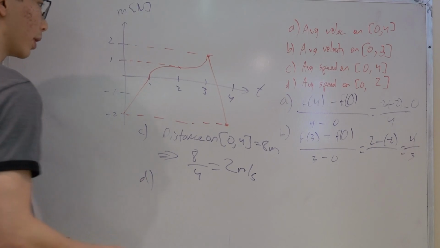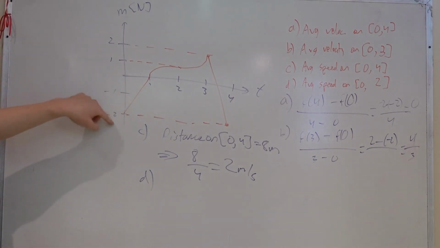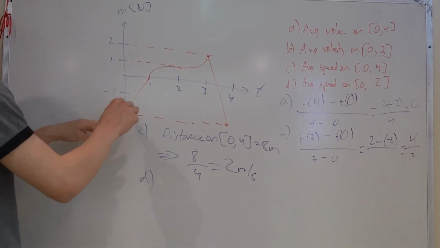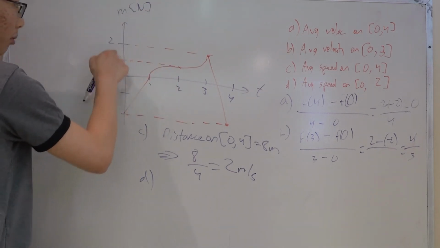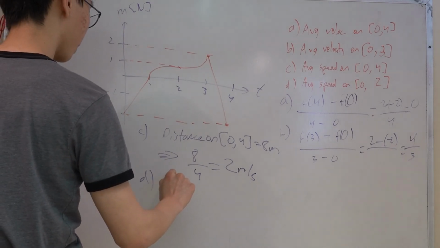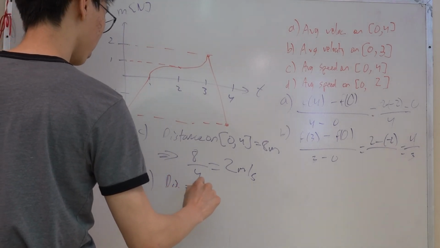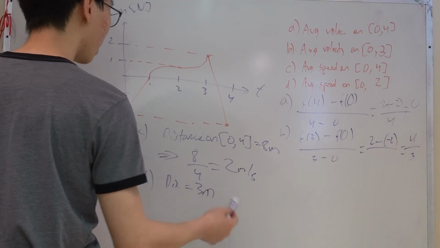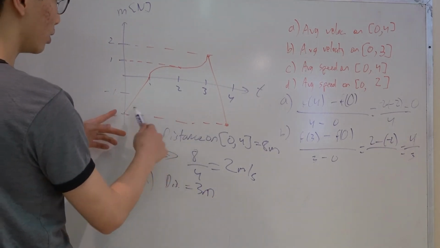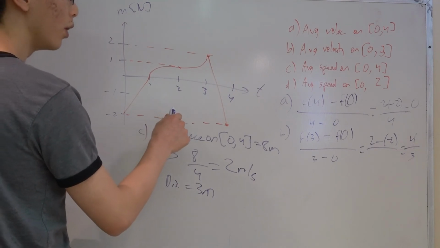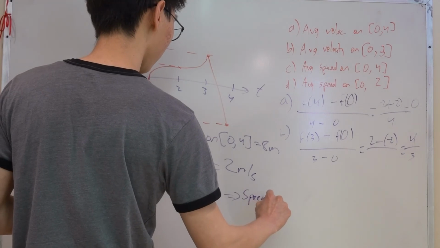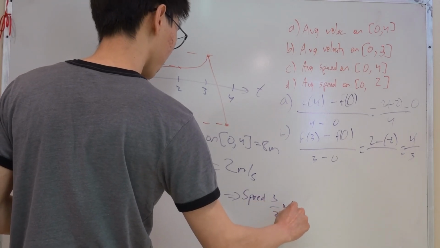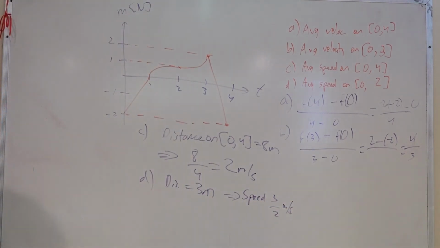Similarly, part D, we can do the same way, except now we're just talking about 0 to 2. So from 0 to 2, you just went one way. You just went straight up, right? And you traveled 1, 2, 3 meters. So distance is equal to 3 meters. And your time is equal to 2 seconds. And then all you need to do is divide. So your speed is 3 over 2 meters per second. Okay? Hopefully that's not too hard.